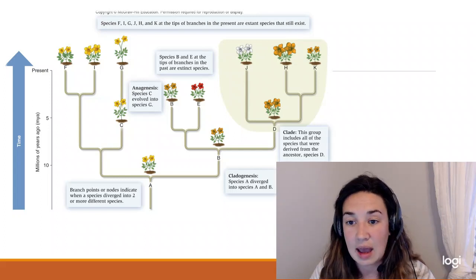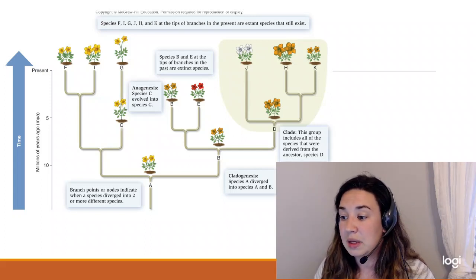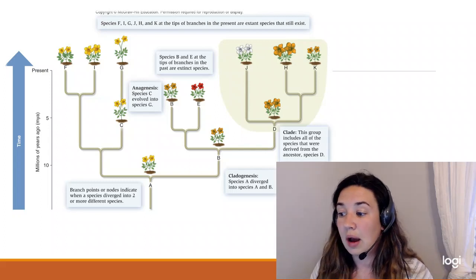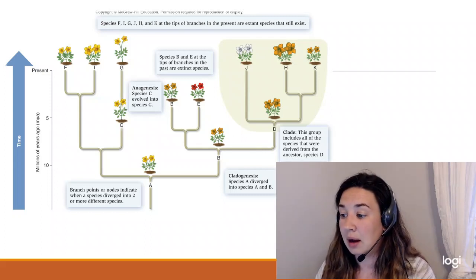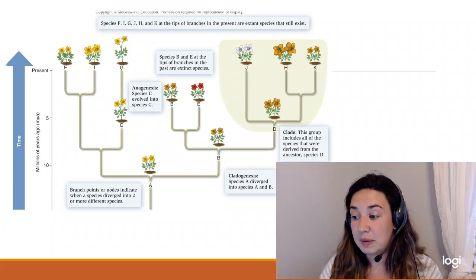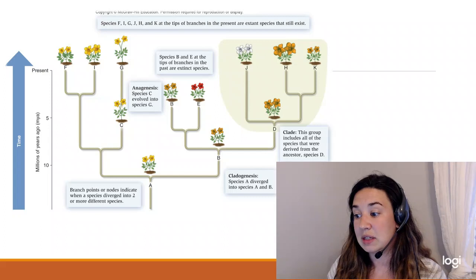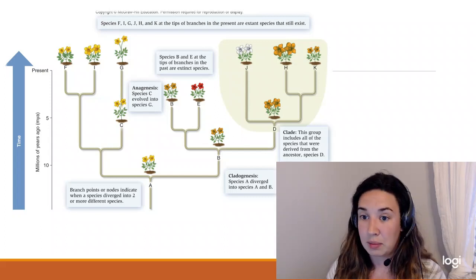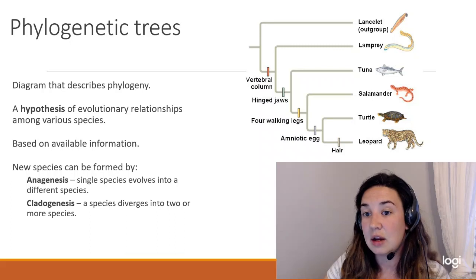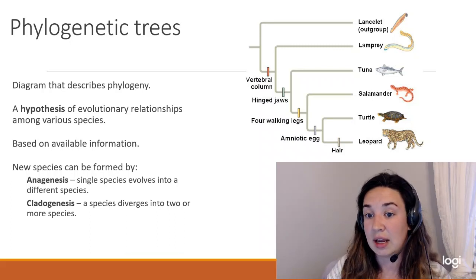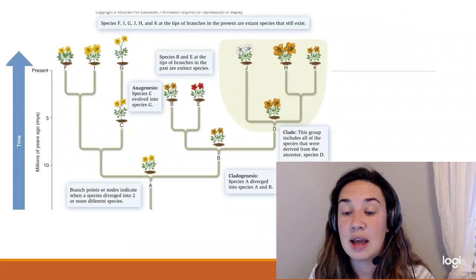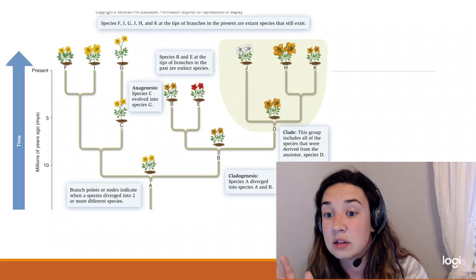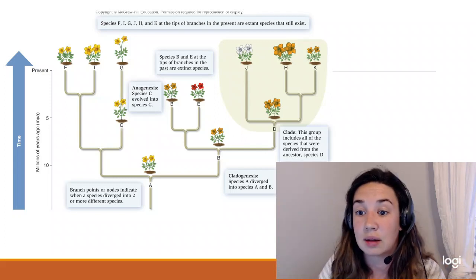From species A, we end up developing into species B. Over time, species B comes from species A. And once we have B, something is occurring here: species A is diverging into species A and B. This is called cladogenesis. Remember what we talked about on the last slide? Cladogenesis is the species diverging into two or more species. That is species A becoming species A on the left side and species B on the right side. So this is our cladogenesis happening.